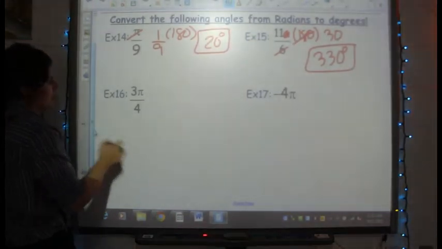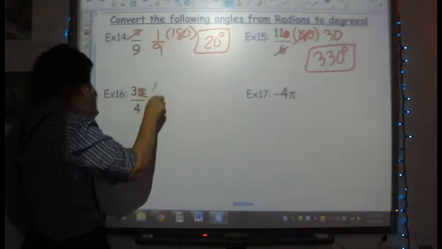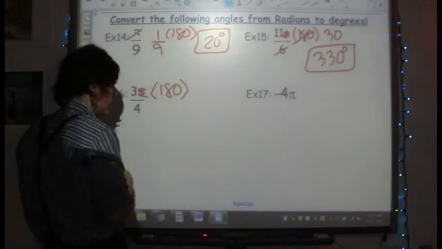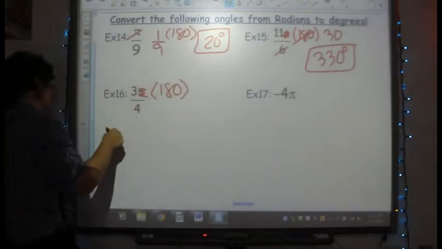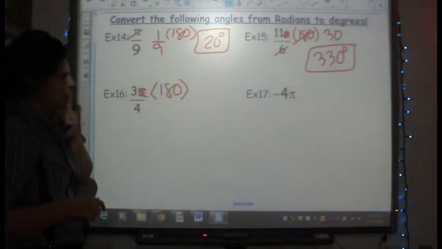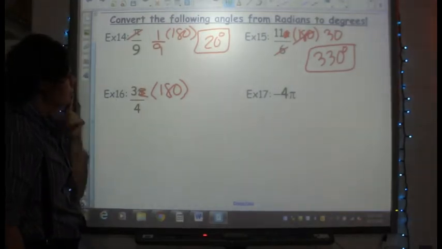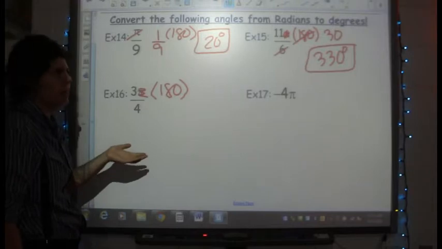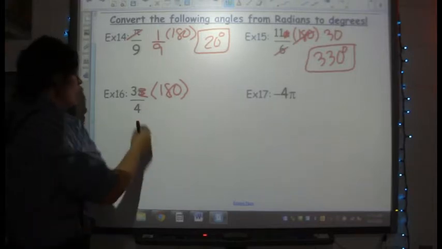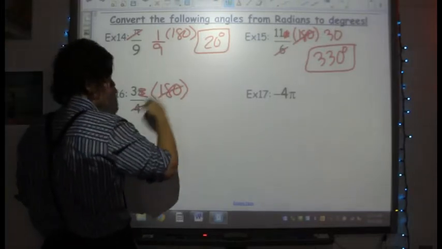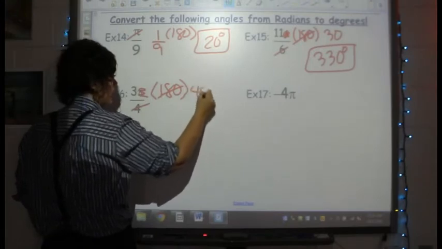Number 16. All right, drop the pi, multiplying by 180. All right, 180 divided by 4. Well, I know 180 divided by 2 is 90. 90 divided by 2 is 45. So 180 divided by 2, or by 4, excuse me, is 45.